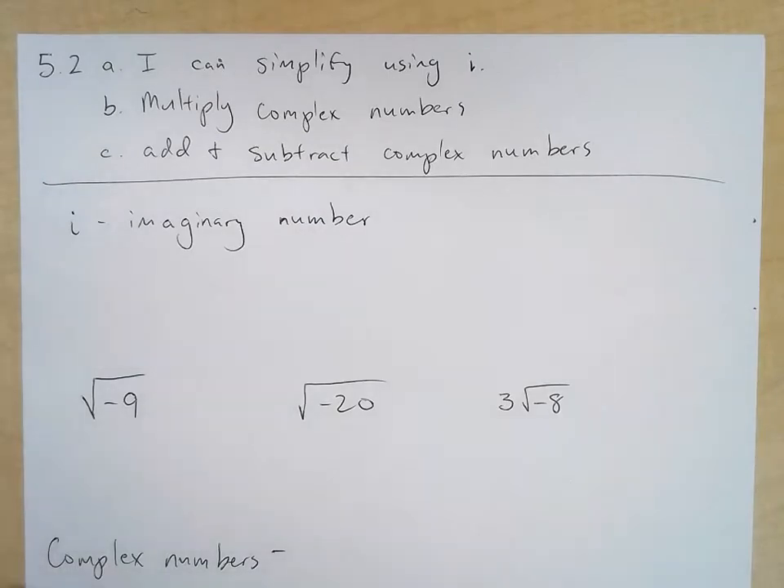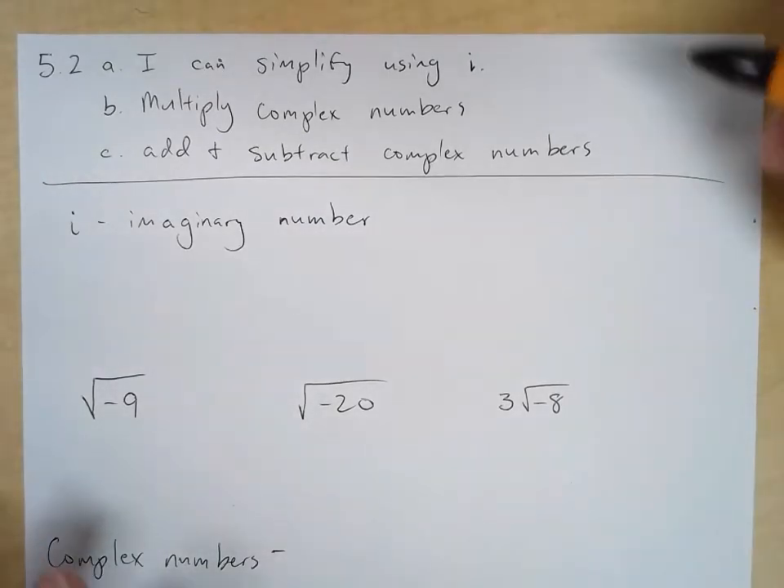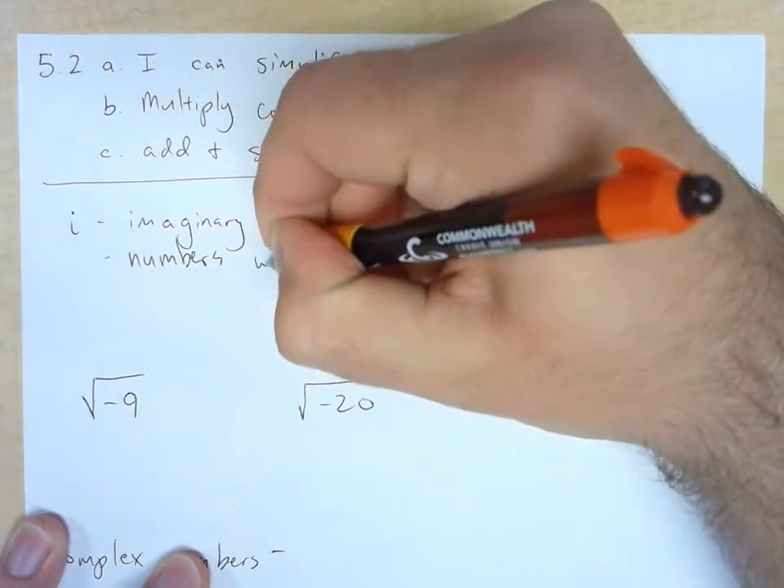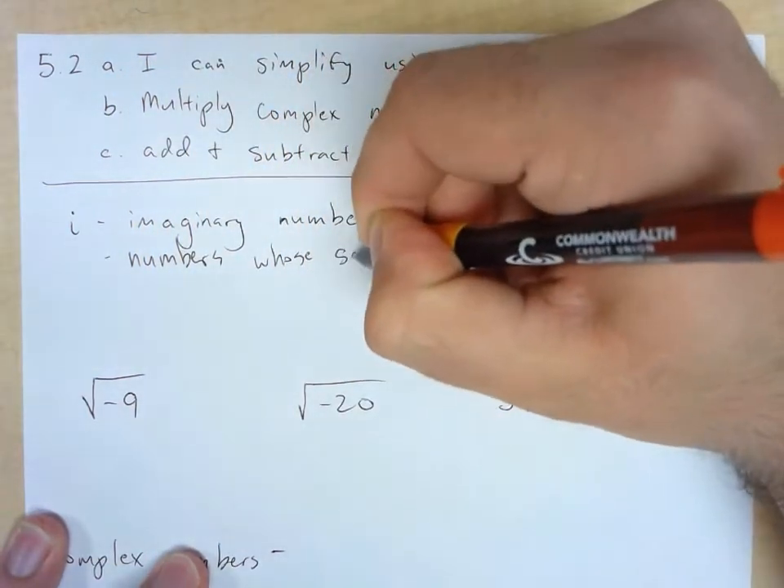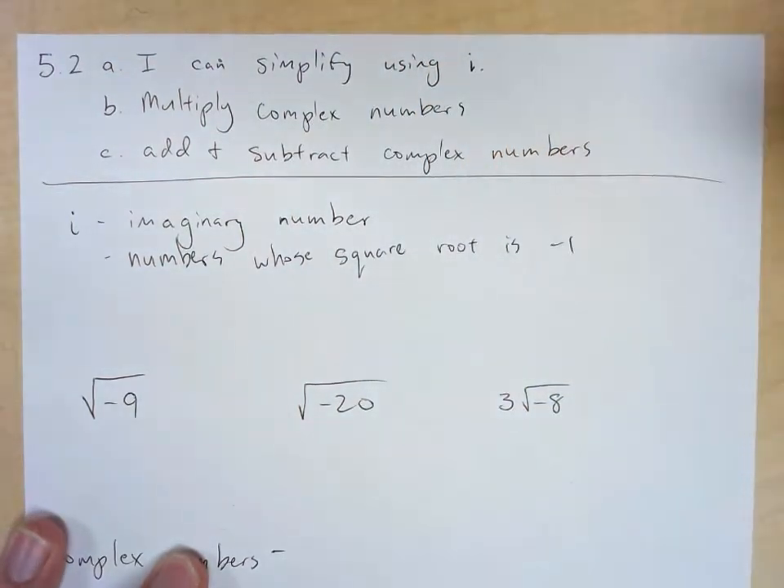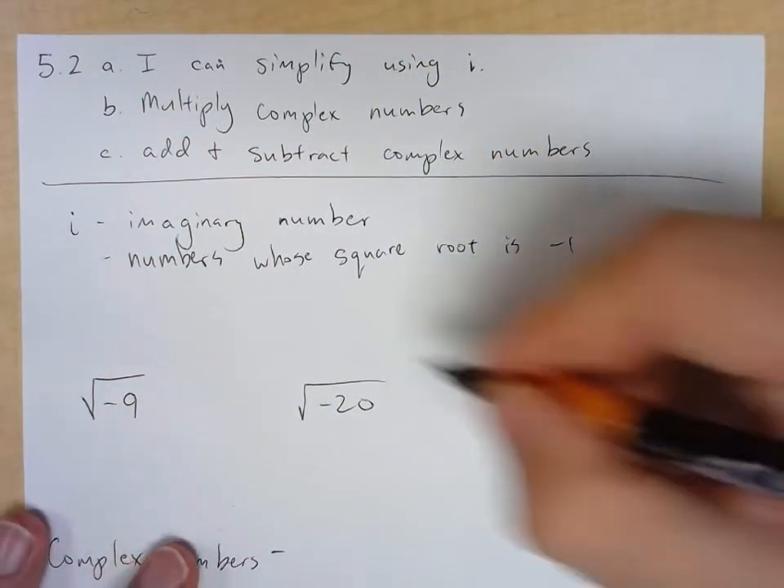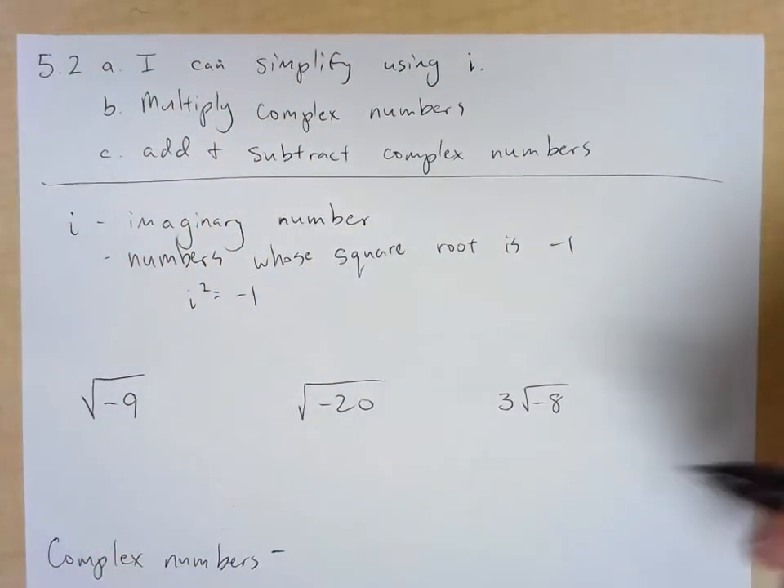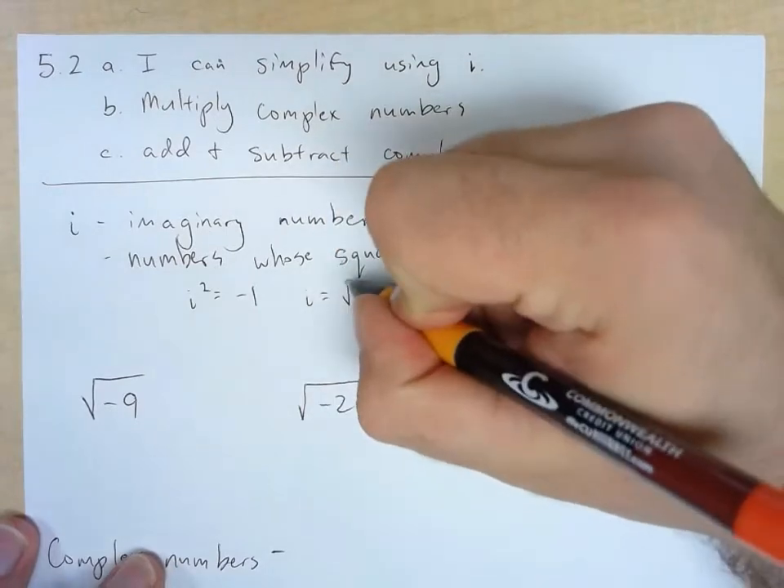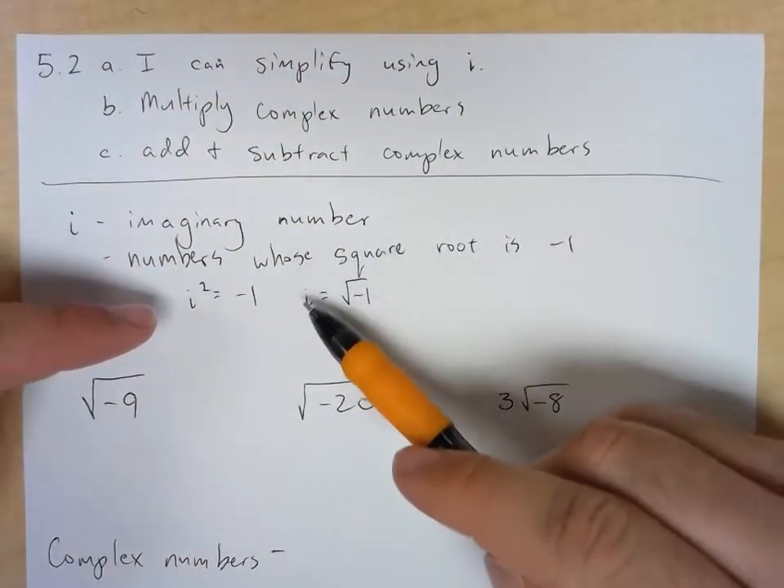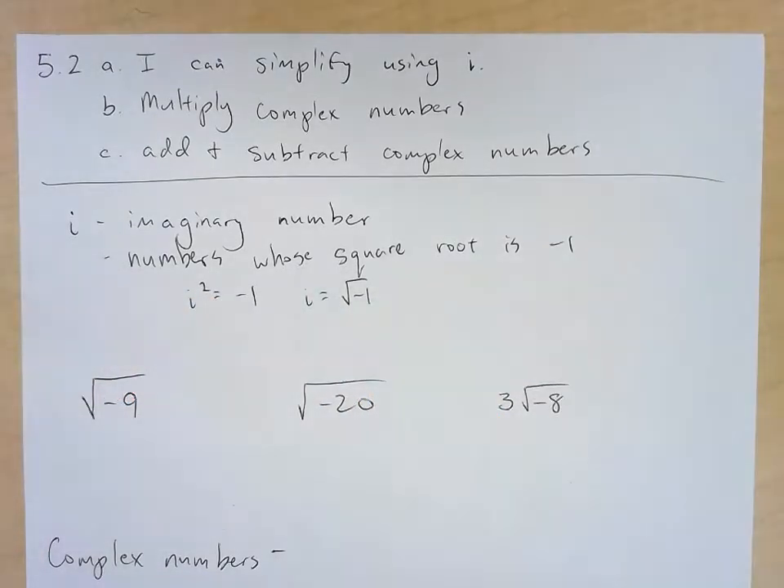So i is the imaginary number, and they said that i is the number whose square is -1, i.e. i squared equals -1, and then we can thus say that i equals the square root of -1 by taking the square root of both sides. The square root of i squared is i, the square root of -1 is the square root of -1.